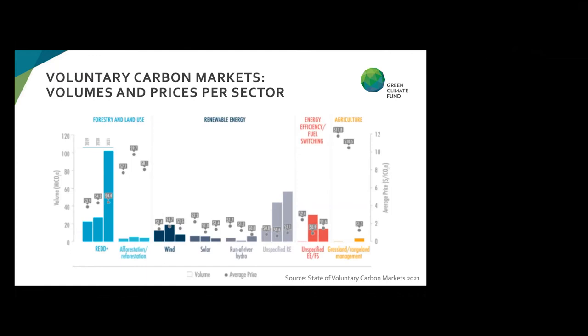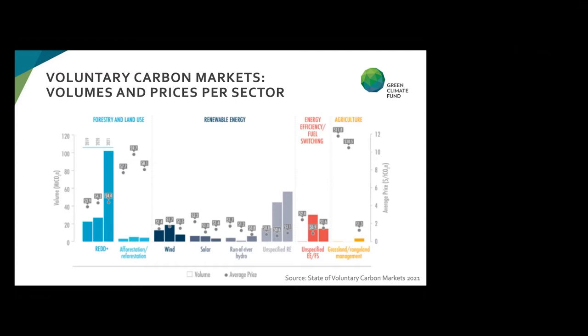We can see here on the left, this is a chart that was taken from the State of Voluntary Carbon Markets by Forest Trends, released last year. And what we see is the fact that forestry and land use here on the left-hand side is very specific. Not only REDD+ carbon credits have exploded in the past year, a 280% growth, but also that forest-related carbon credits tend to fetch much higher prices.